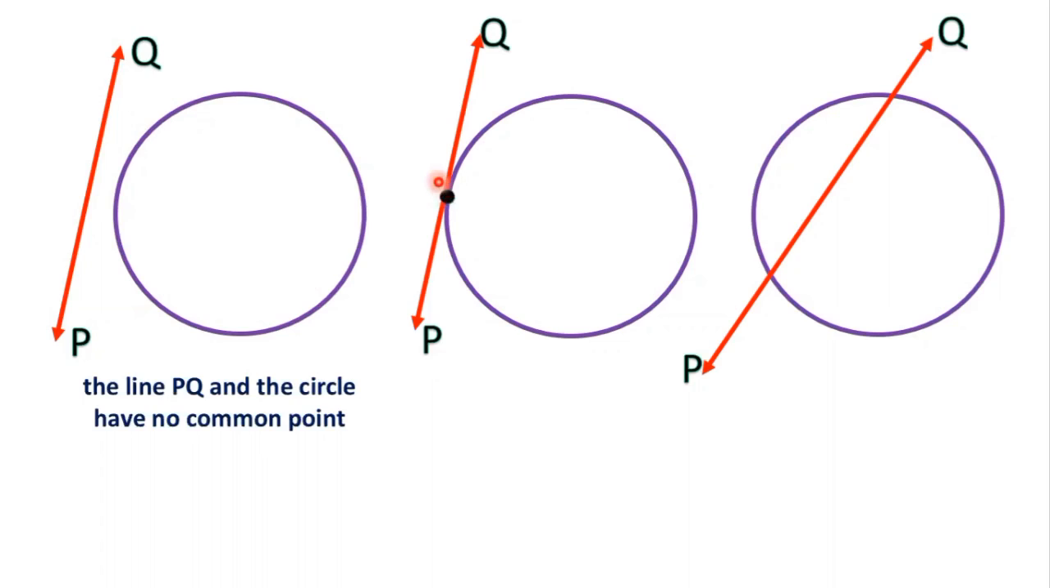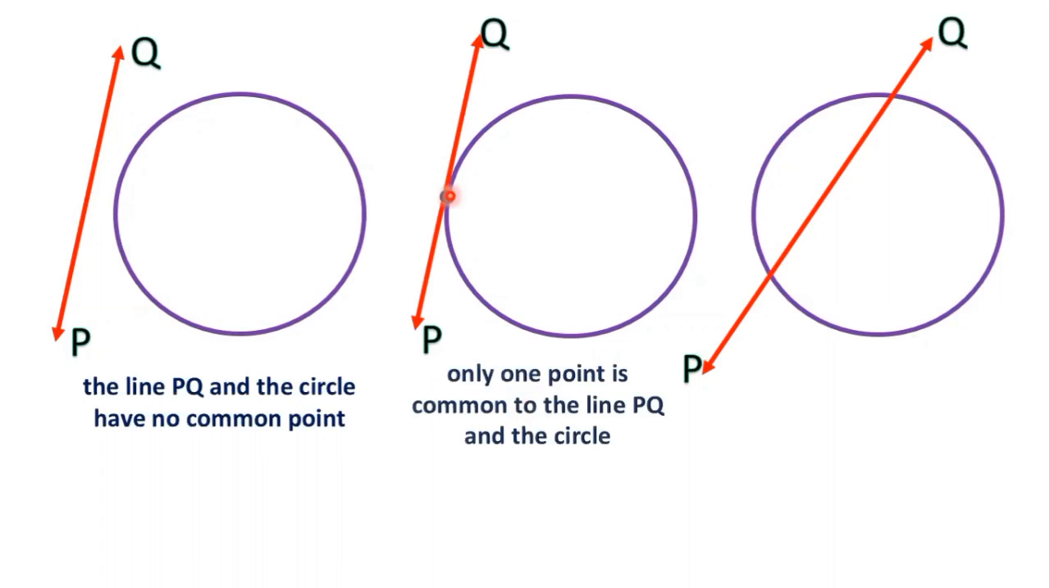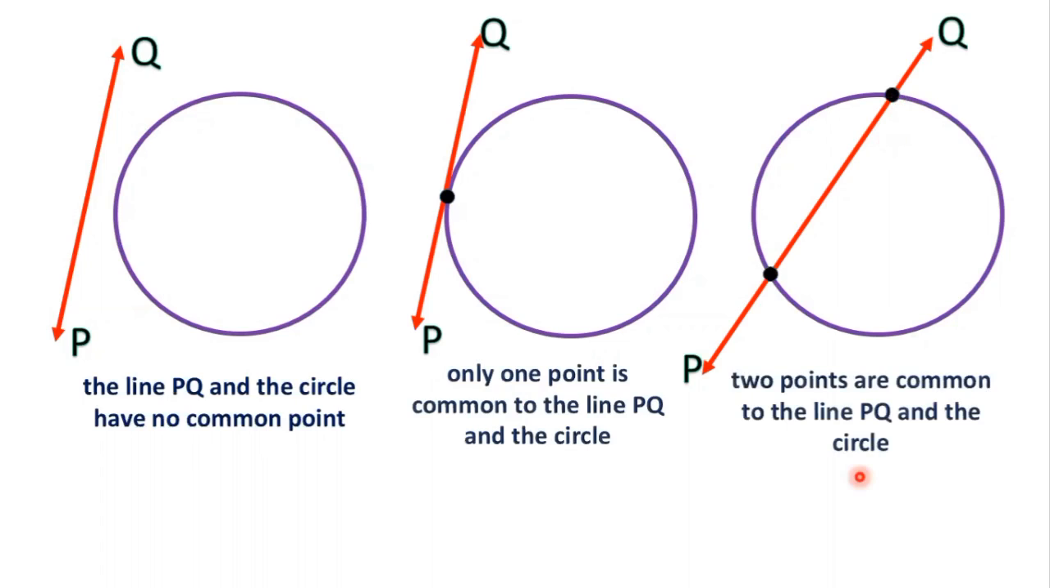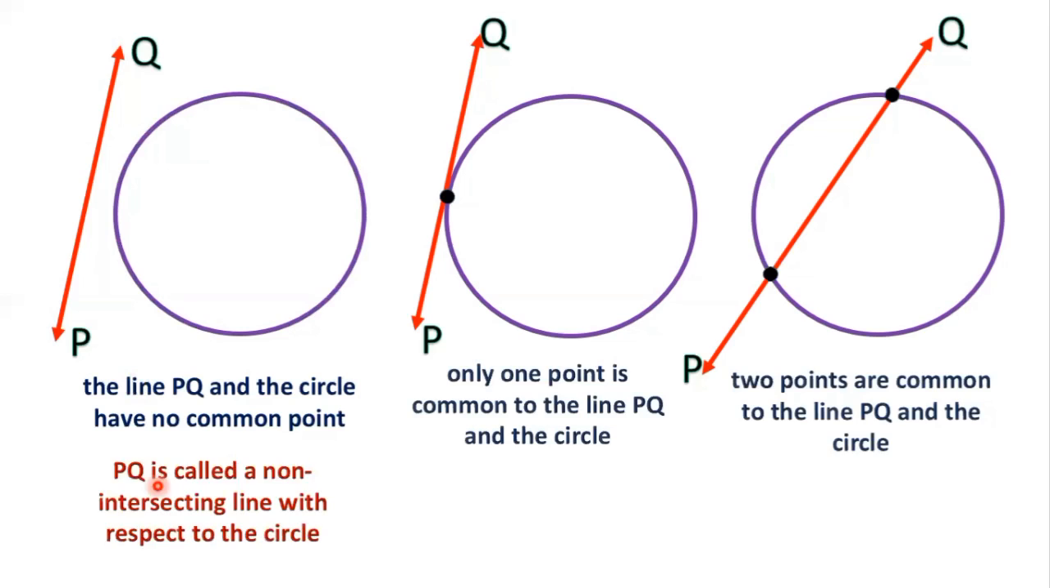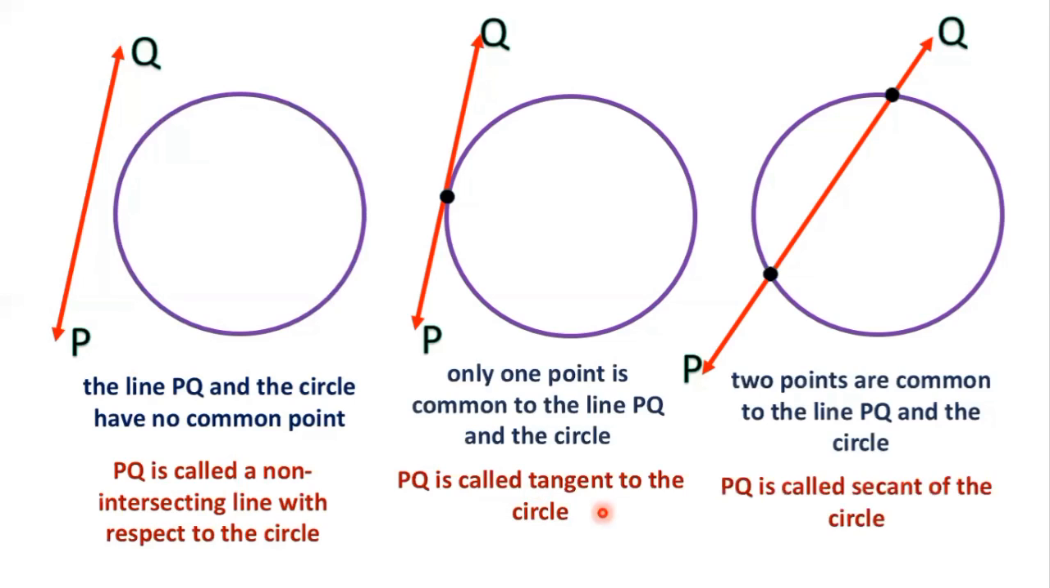Observe the second figure. Only one point is common to the line PQ and the circle. Observe that common point. In the third figure, 2 points are common to the line PQ and the circle. In the first figure, PQ is called a non-intersecting line with respect to the circle. In the second figure, PQ is called tangent to the circle. In the third figure, PQ is called secant to the circle.